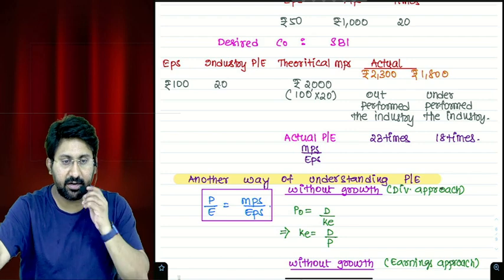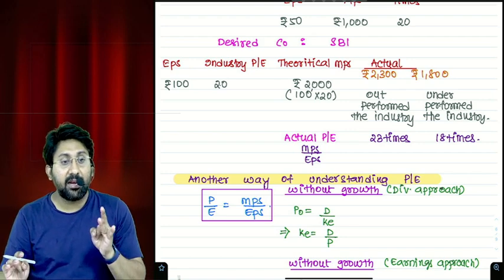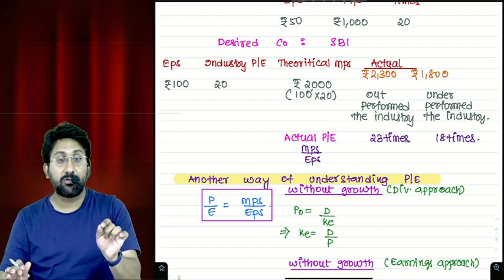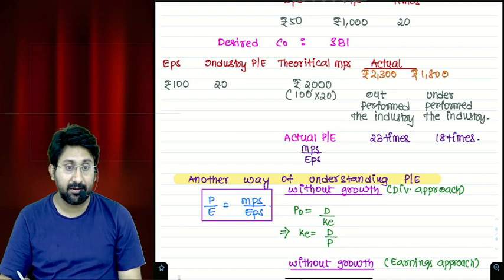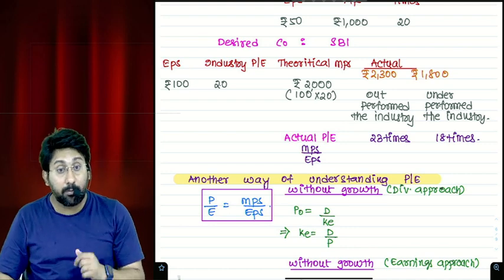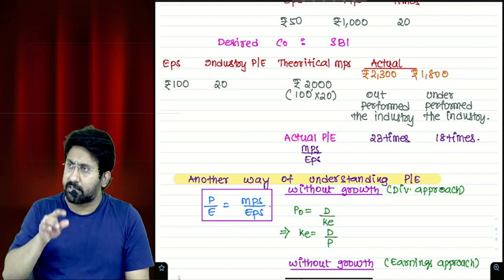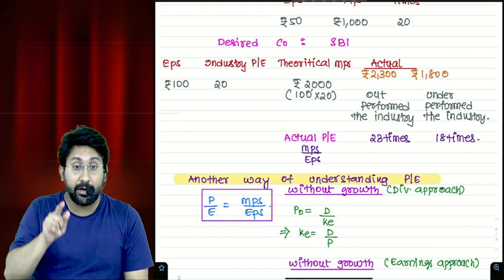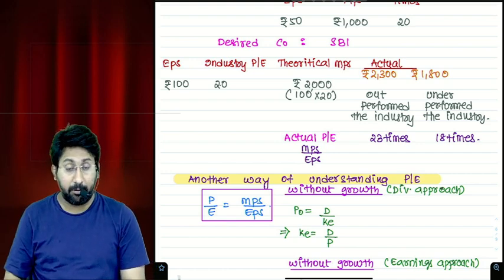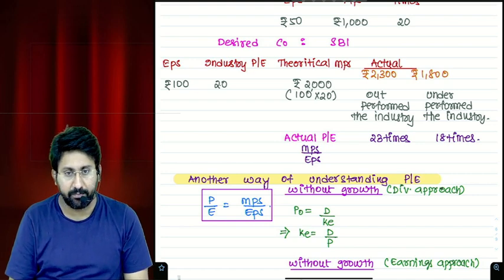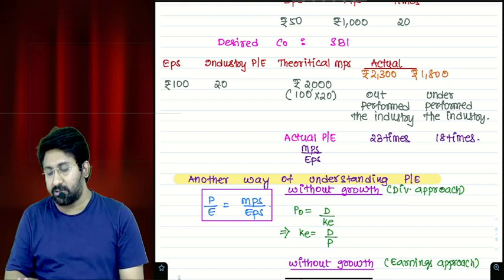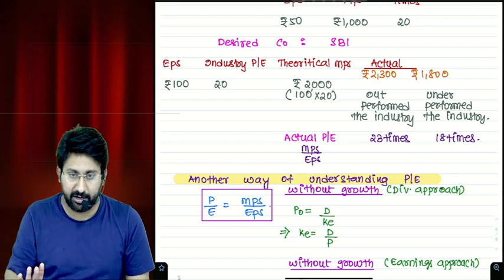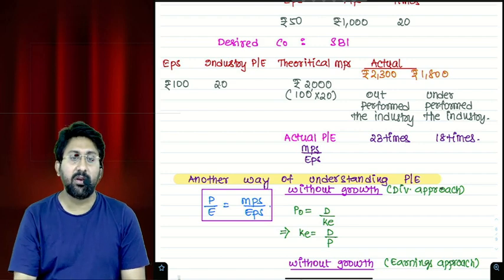Let us understand the concept. Ideally, the price of SBI should be 2000 rupees in the given case. Actually, the price is 2300. Technically, what does it mean? It outperformed the industry. As per industry, your MPS should be 20 times the EPS, but in this case it is 23 times. That means you are performing better than the market. Next case: share price of SBI is only 1800. What do you understand? It is underperforming the industry. It's only 18 times.